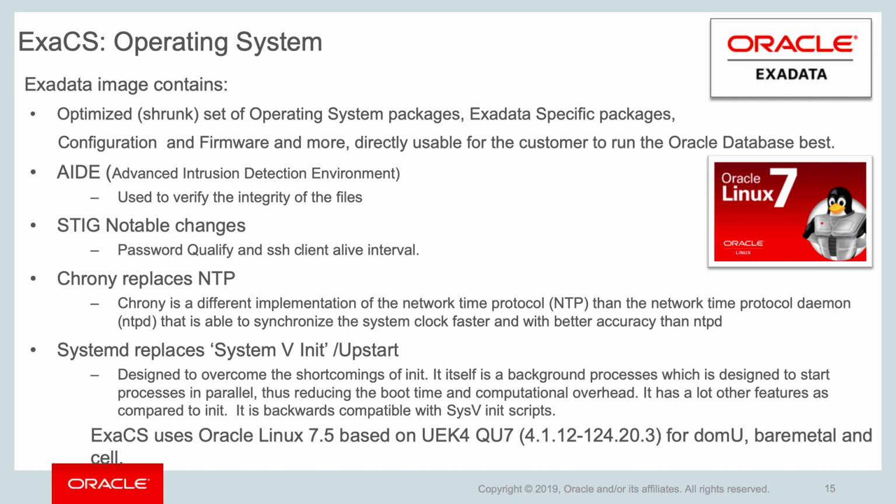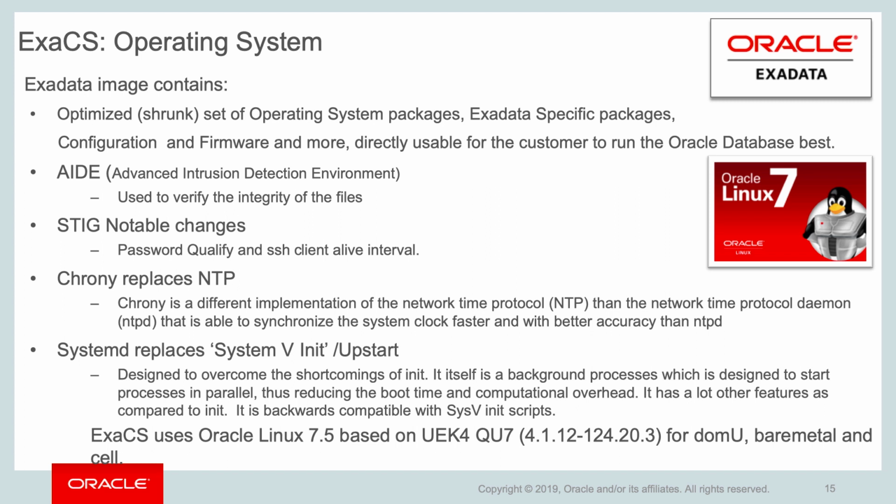Another good reason to use Oracle Linux 7 is that it provides hardened security. It enables the advanced intrusion detection environment known as AIDE. AIDE helps to track down which files have been affected in case the system is compromised. It runs a daily cron job that monitors the system for changes to files in specific directories. AIDE automatically raises critical software alerts.